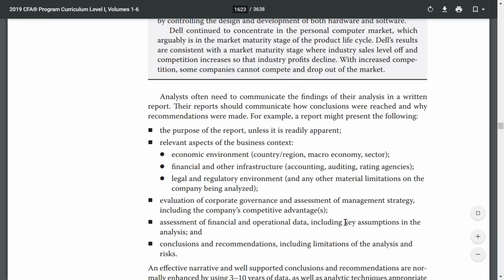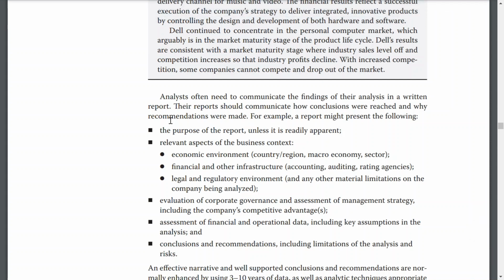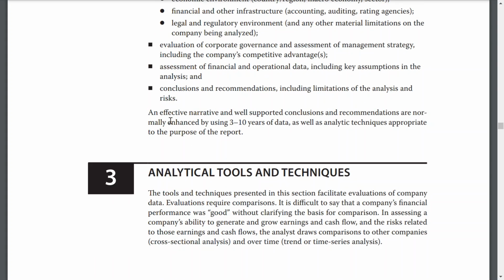Evaluation of corporate governance and assessments of management strategies, including the company's competitive advantages. Assessment of financial and operational data, including key assumptions in the analysis, and conclusions and recommendations, including limitations of the analysis and risks. An effective narrative and well-supported conclusions and recommendations are normally enhanced by 3 to 10 years of data, as well as analytical techniques appropriate to the purpose of the report.